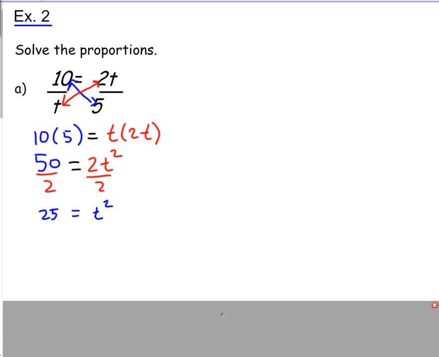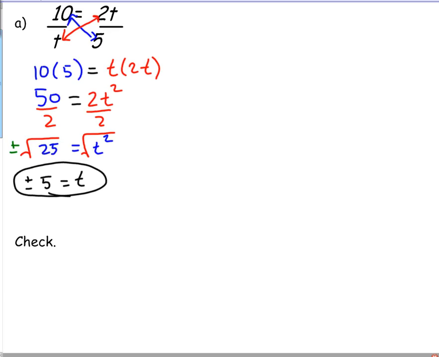To get rid of the squared part, we need to take the square root of both sides. So we'll take the square root of 25 and the square root of t squared. Now remember, we don't know if t is positive or negative, so we need the plus or minus in front of the square root. This leaves us with plus or minus 5 is equal to t. And now we're done. This was our solution. Notice that we have two different solutions. Since we have two different solutions, I think it's worth our time to check whether or not they work. By check, remember, that means to plug them back into the original equation.